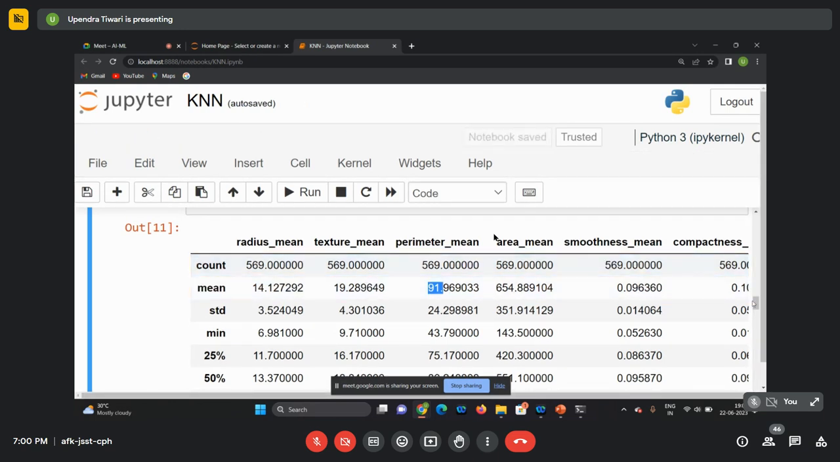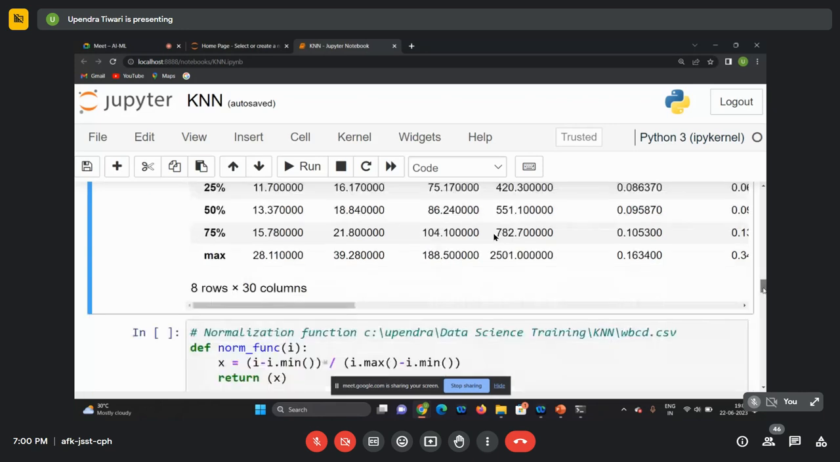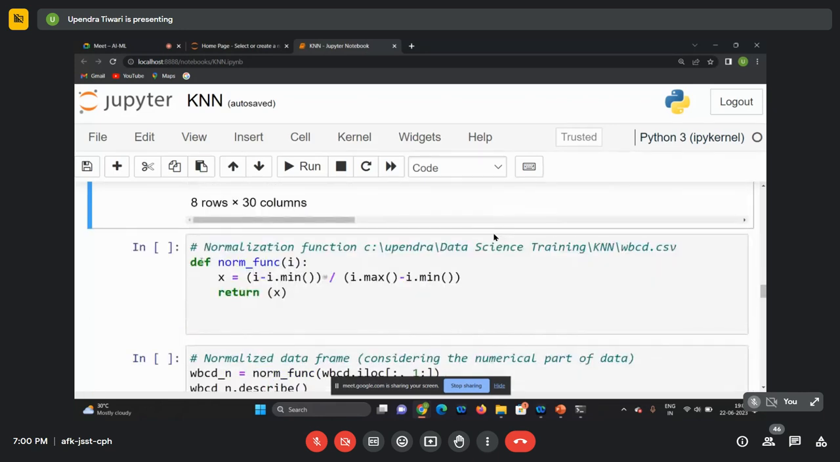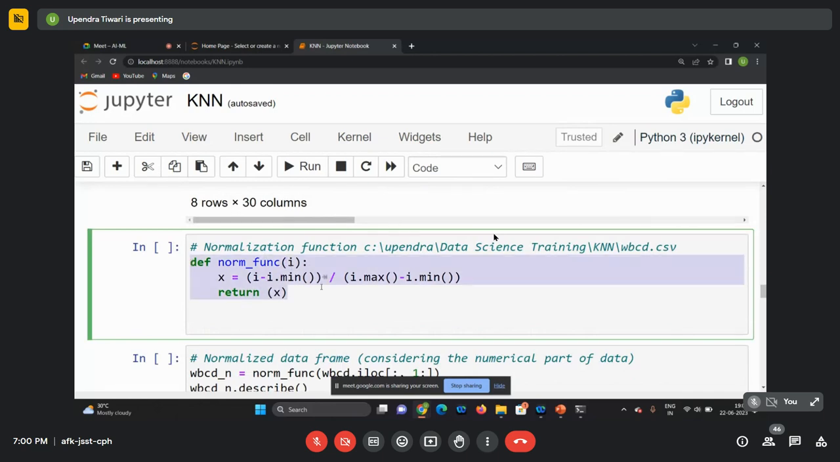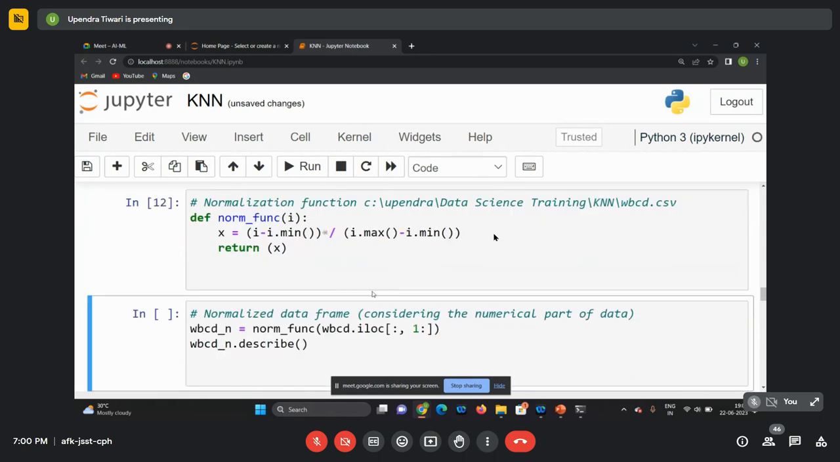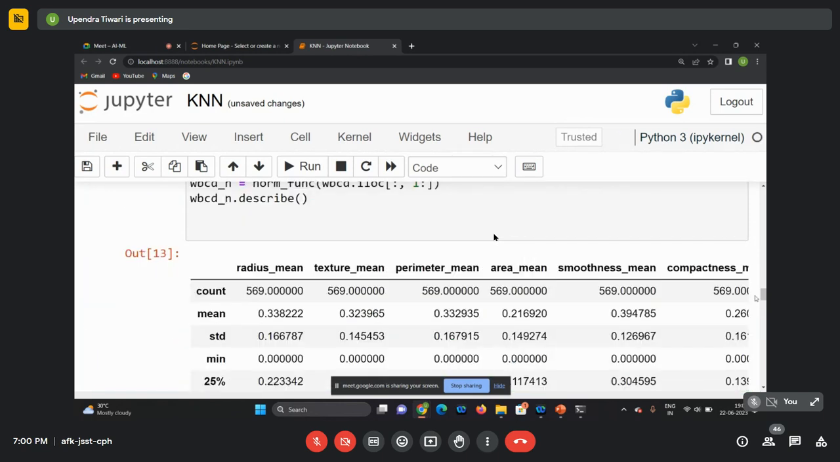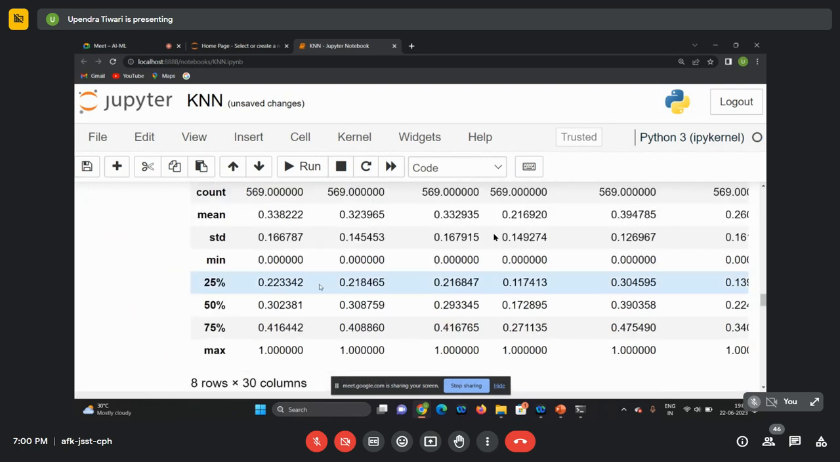And the solution to this scaling issue is what? Either normalization or standardization. So here we have defined a function, and this function does min-max scaling: I minus I.min upon I.max minus I.min. So it is performing min-max scaling. We are applying this function on our numeric data. And you see, after applying this normalization, all the columns' min value has become 0 and the max value has become 1.